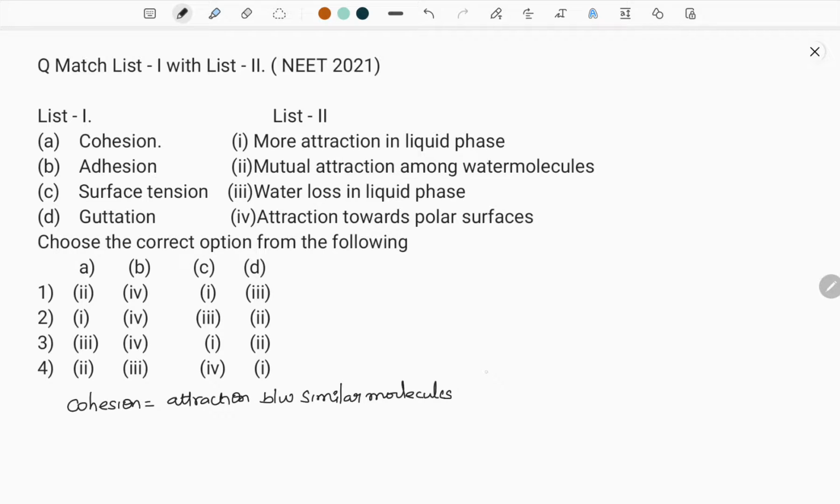And even attraction between water molecules. We know that one water molecule will bind with other water molecules with hydrogen bonds. So we can give examples here of attraction between water molecules.